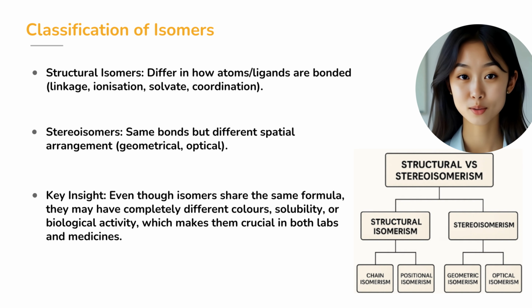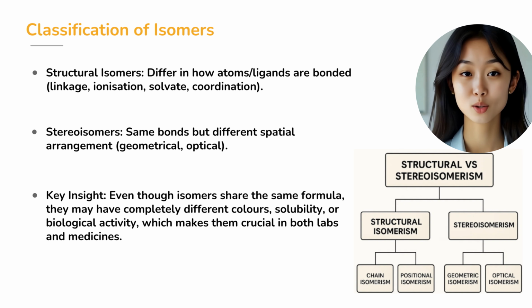Alright, bachcho, now that we know what isomerism is, let's classify it. Imagine this, you all have the same exam paper, but some of you solve it step by step, and others use shortcuts. Same paper, different approach, right? Chemistry works the same way. The first big family is structural isomers. Here, the bonding of ligands changes. For example, sometimes a ligand sits inside the coordination sphere and sometimes it's outside as a counter ion. This gives us ionization isomerism.